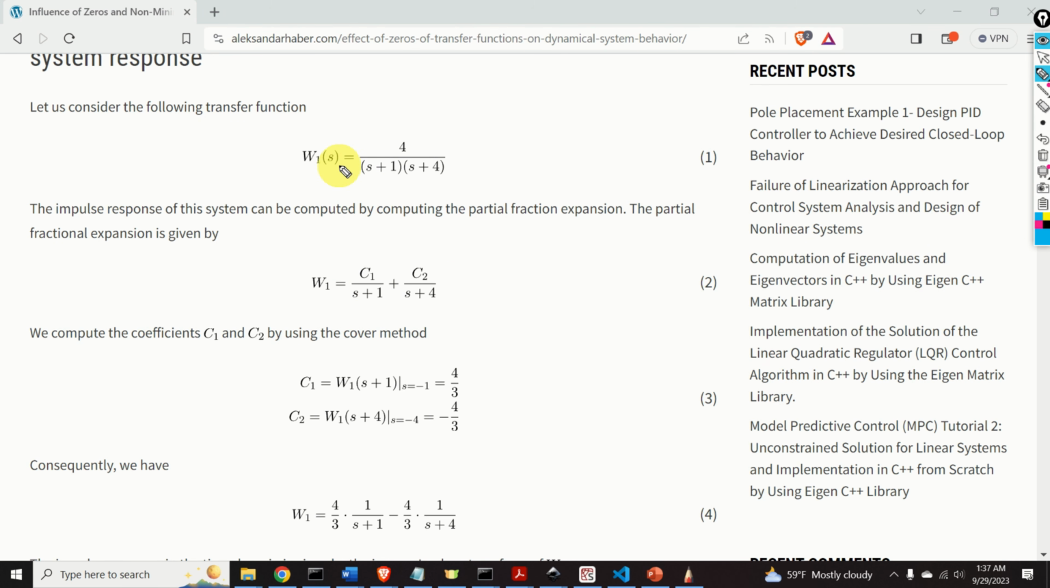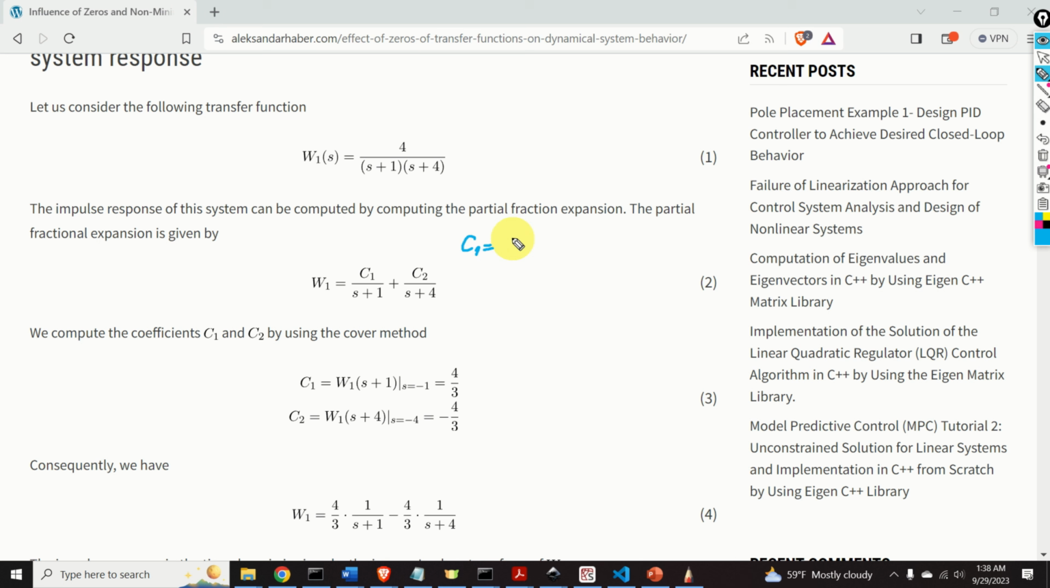First of all, we need to identify the poles of the system. The poles are at s is equal to minus 1 and s is equal to minus 4. The next step is to expand our transfer function. Here's the expansion. And let's compute C1.